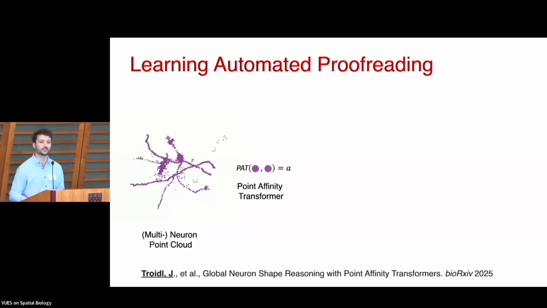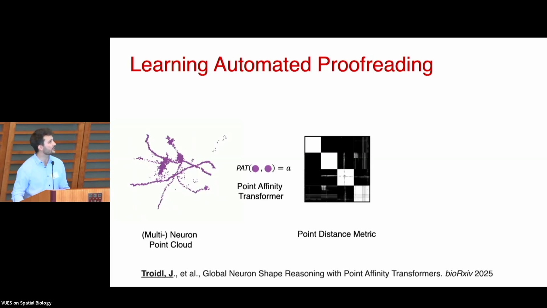So the model predicts some sort of affinity score. That affinity score is 1 if those 2 points belong to the same neuron. It's 0 if they don't belong to the same neuron. And if we do that across all possible combinations of points in that point cloud, we get something called a point affinity matrix, what you're seeing here. And if you think about it, you can view this as a point distance metric. For each pair of points, there exists a pixel in that matrix, and that pixel tells you how likely it is that those 2 points belong to the same neuron.